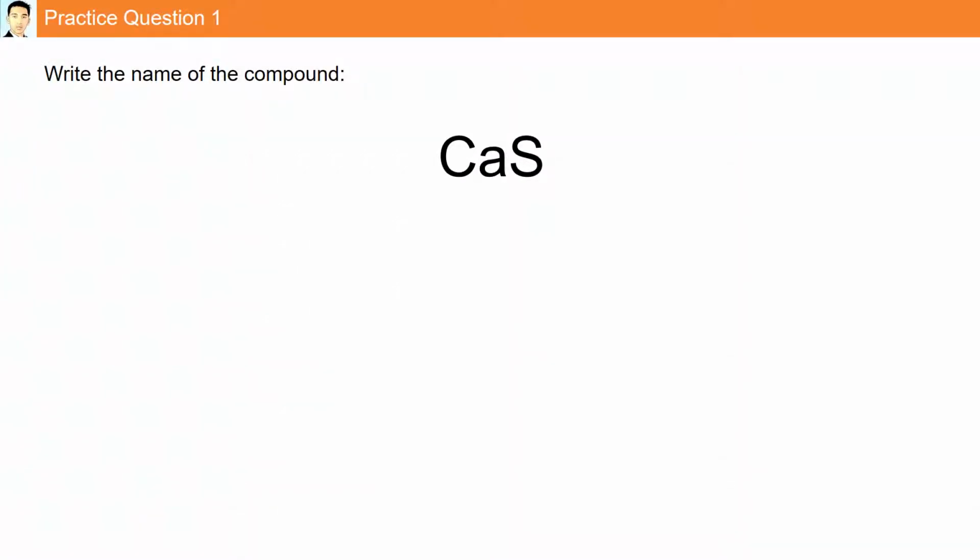Practice question 1. Write the name of the compound CaS. Here the first element is calcium and the second element is sulfur. So we write the first element name as calcium, followed by the second element name with the ending IDE: sulfide.